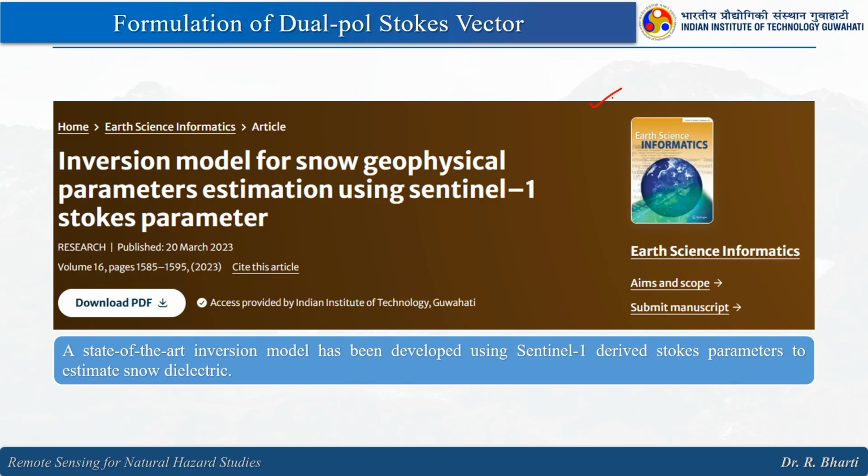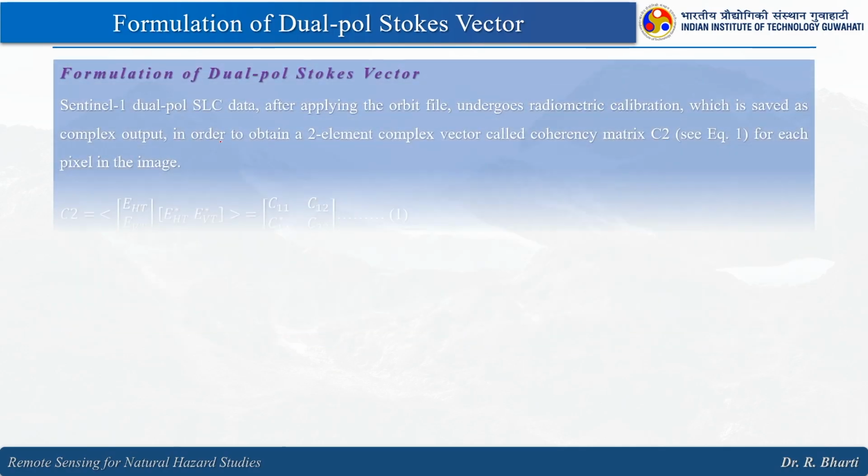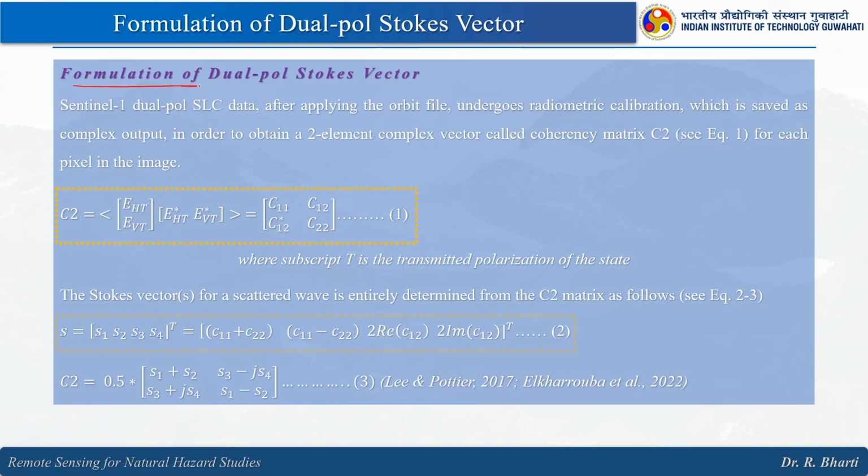So, this is the paper I was talking about, an inversion model for snow geophysical parameter estimation using the Sentinel-1 Stokes parameter. This is a state of the art inversion model which is developed using the Sentinel-1 Stokes parameters to estimate the snow dielectric, right. So, here you can see how we have formulated the dual pole Stokes parameter.